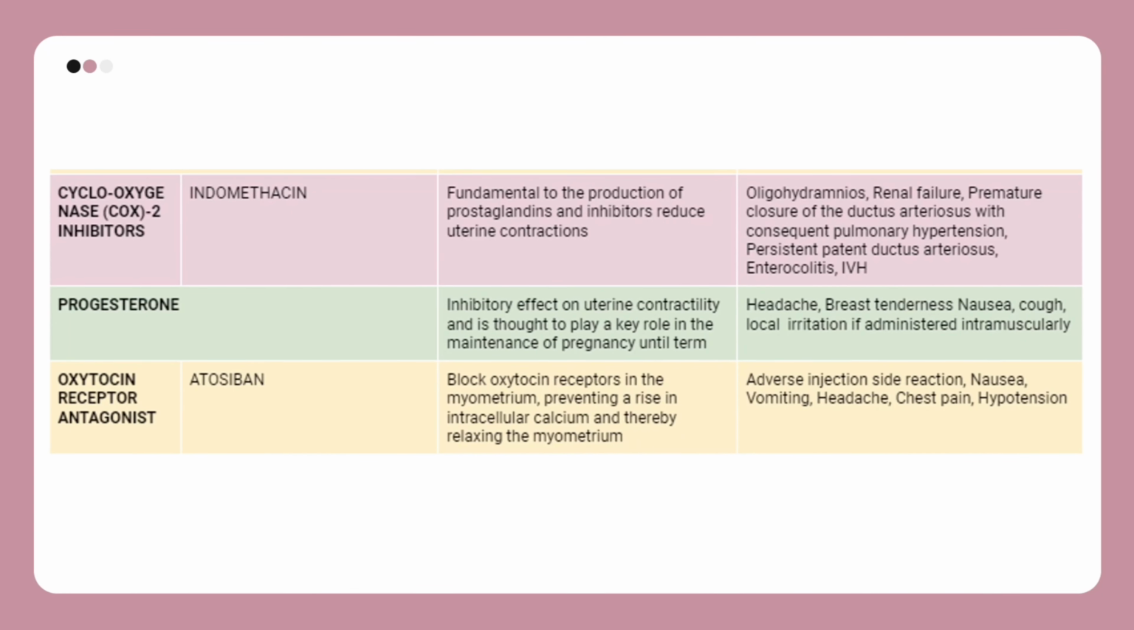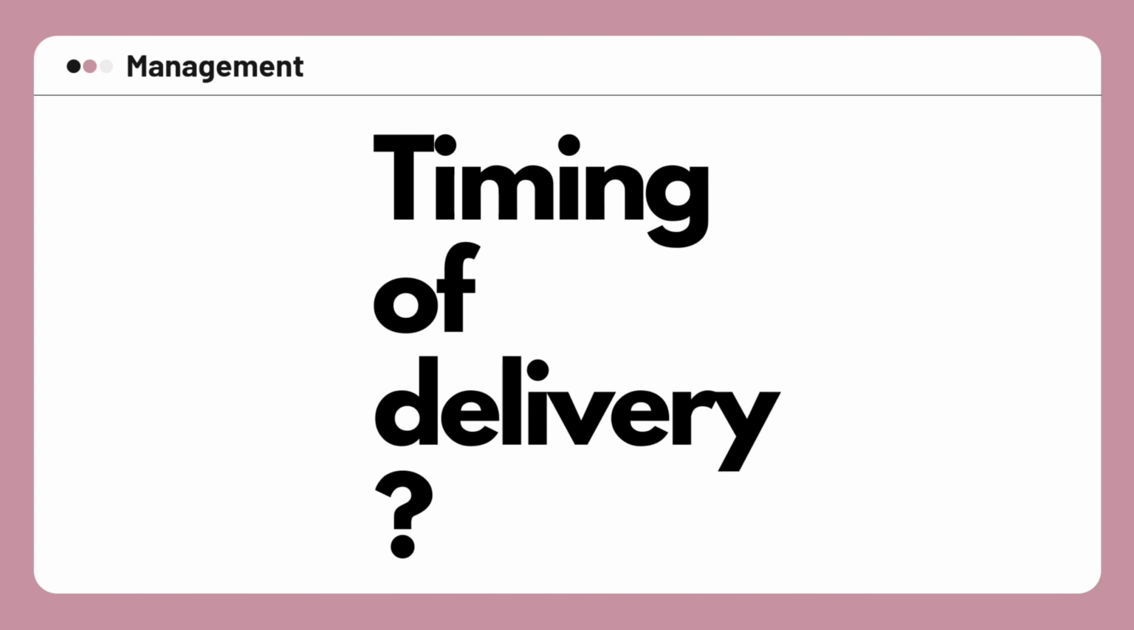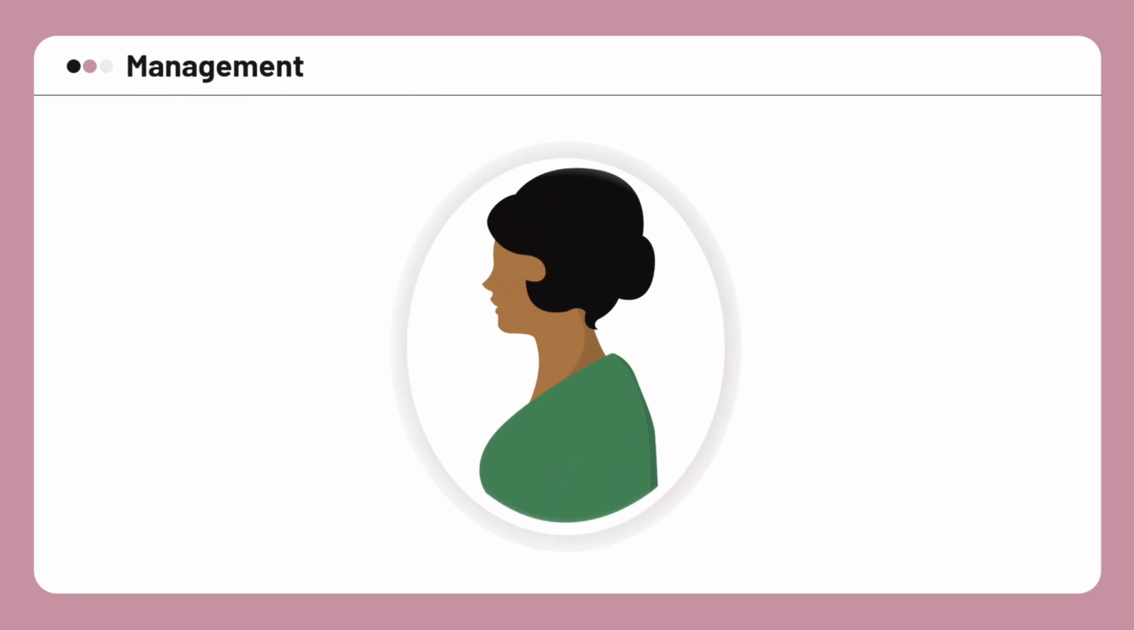Other tocolytics include COX-2 inhibitors, progesterone, and oxytocin receptor antagonists. However, the evidence supporting their use is less robust. How about the timing of delivery? The primary indicator for the need to deliver as soon as possible is maternal health.